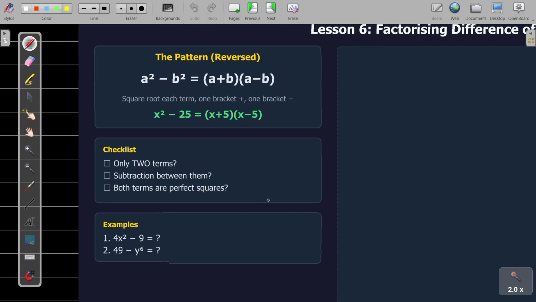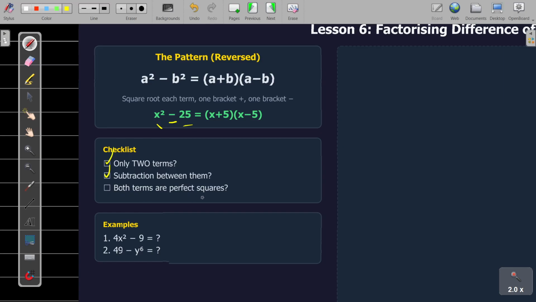Sorry, I have to restart. This is like a mental checklist that you do every single time that you see two terms in algebra. Are there only two terms? Right now, there are only two terms, x squared and minus 25, yes. Is there a subtraction between them? Yeah, I'm pretty sure there is. So that's our checklist right there.